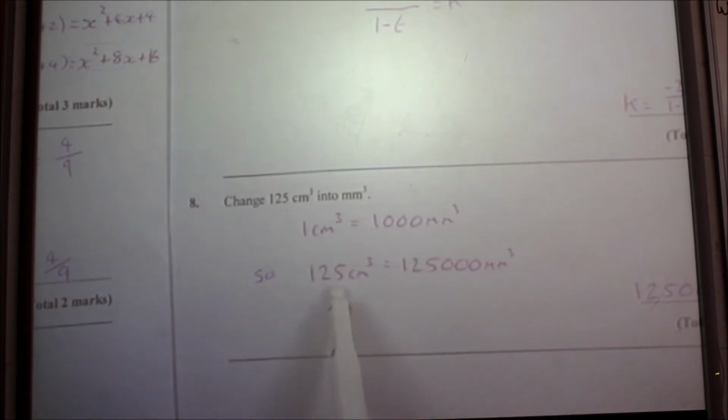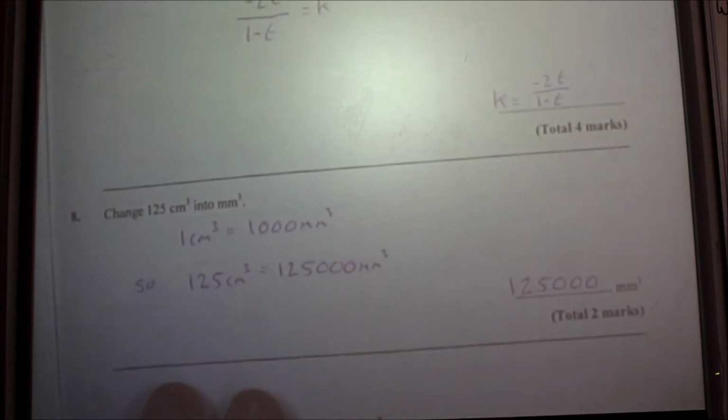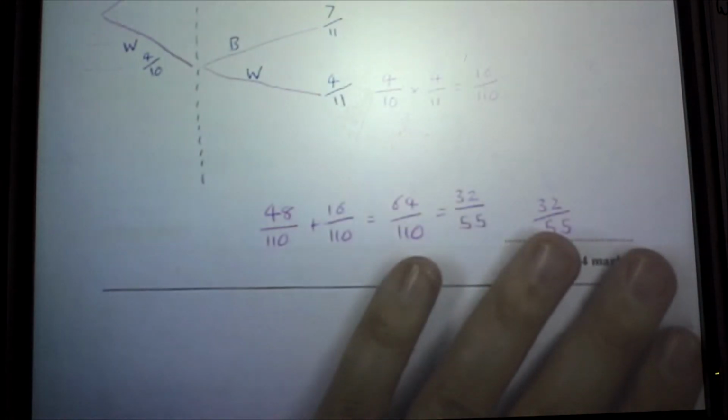So 125 centimetres cubed will be 125,000 millimetres cubed. So that's for 2 marks is your answer. Question number 9. Probability tree. Here we go.